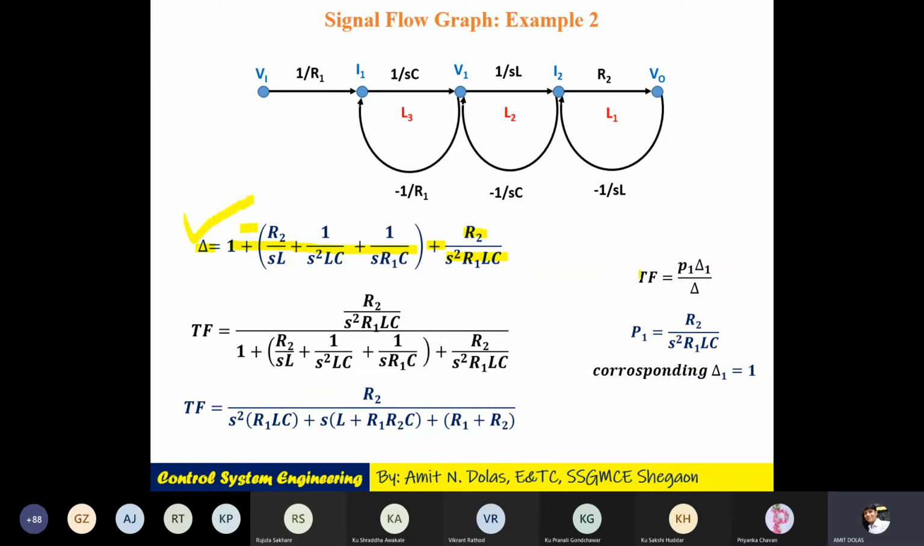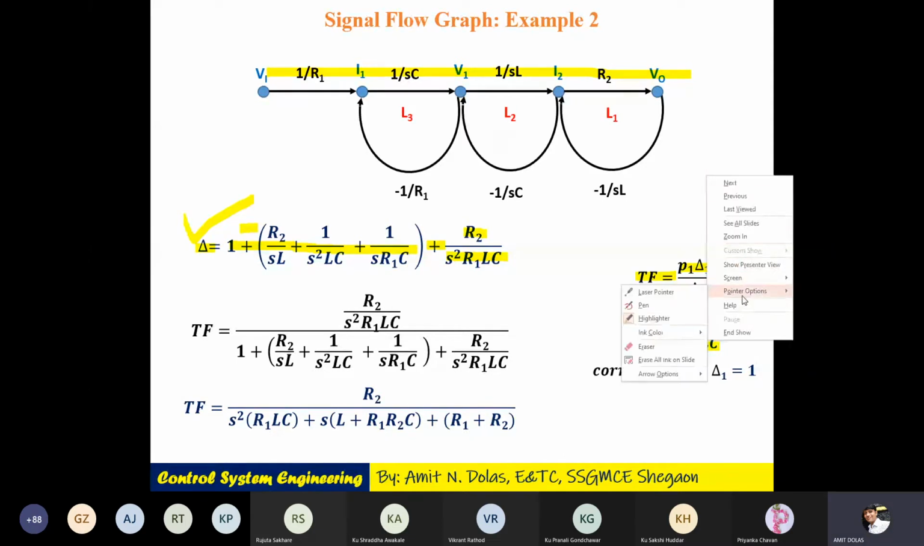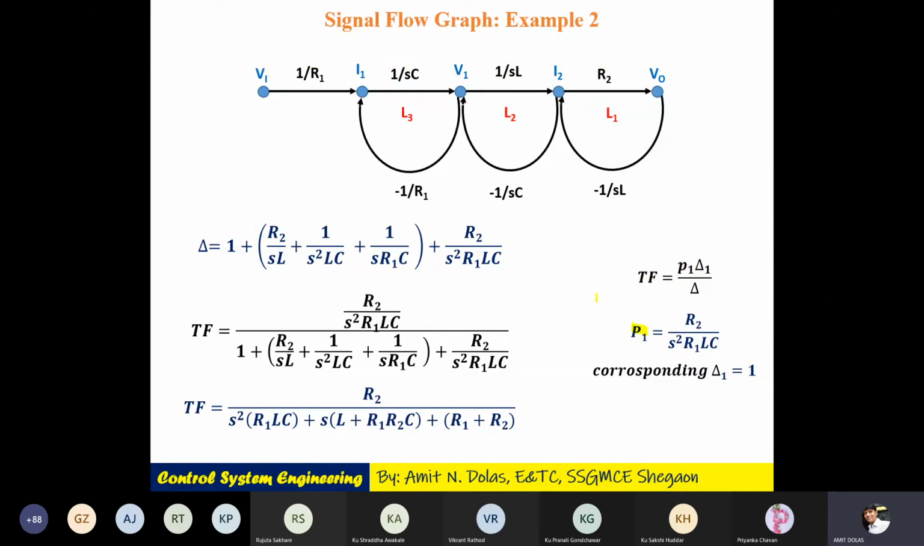Then what will be the formula? There is only one forward path, therefore the transfer function will be P1 delta 1 divided by delta. And P1 we already did in the earlier PPT, that is R2 upon S square R1 LC. And we have to find delta 1 for P1. This is path 1, and while finding delta 1 we have to see: is there any loop which is not touching the path? Of course there is no loop which is not touching the path. All three loops are touching the path. Therefore your delta 1 is 1.